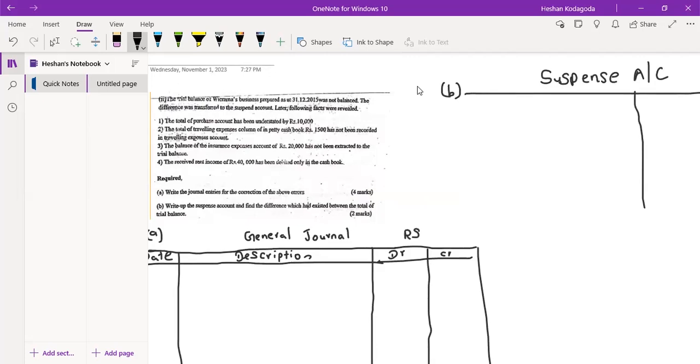So because of this one, to temporarily tally the trial balance, we need to write 10,000 in the debit side and we need to take it to the suspense account. Okay, so take it to the suspense account.